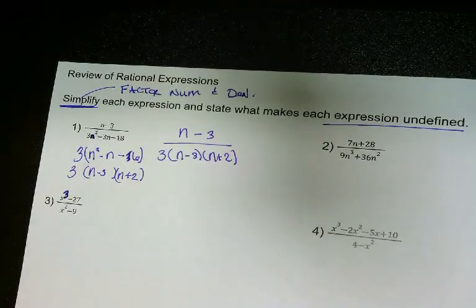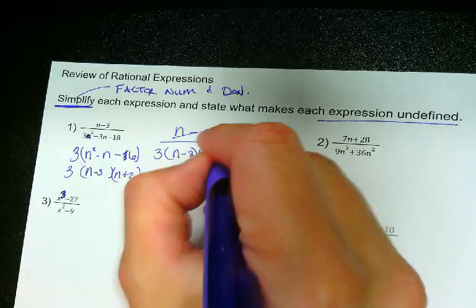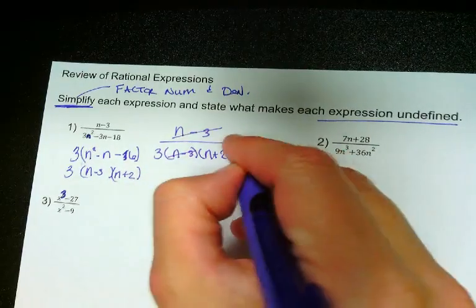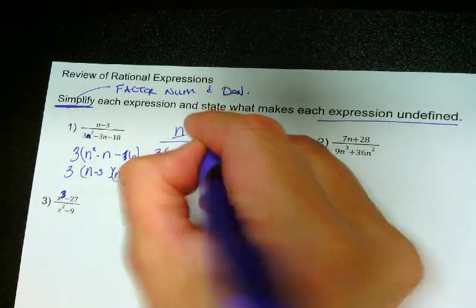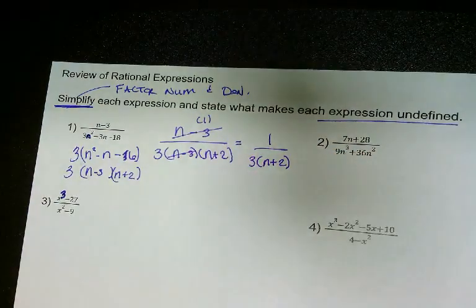And then I can divide out when anybody on the top and bottom are the same, so I can divide out the n minus 3's. What's left when we do that? 1. Anybody divided by itself is a 1. So I have 1 over 3 times n plus 2.